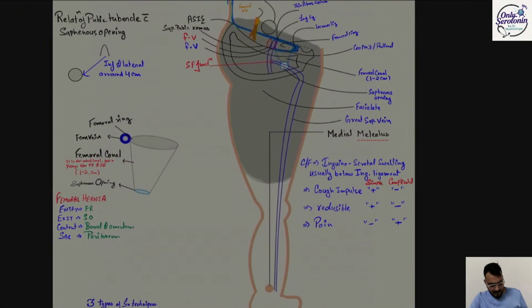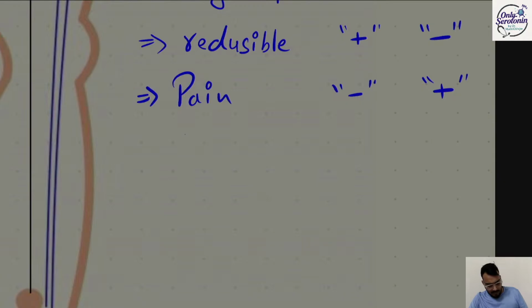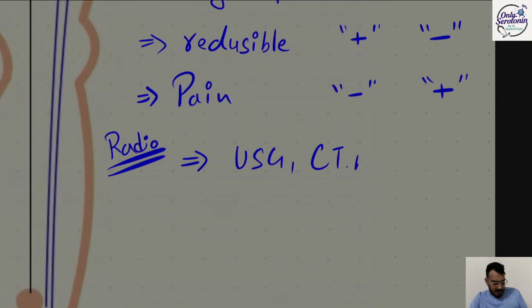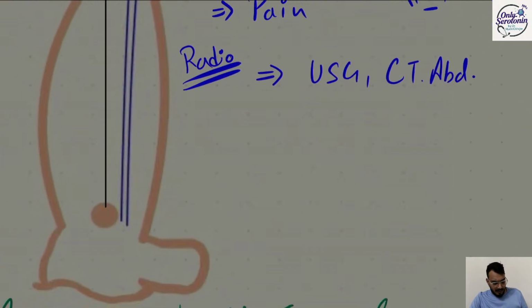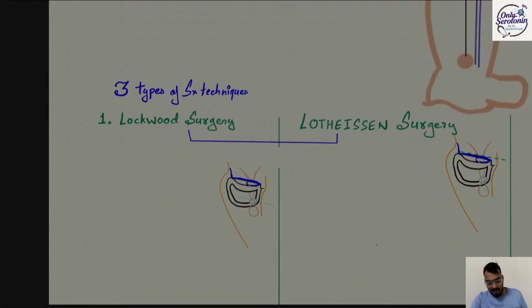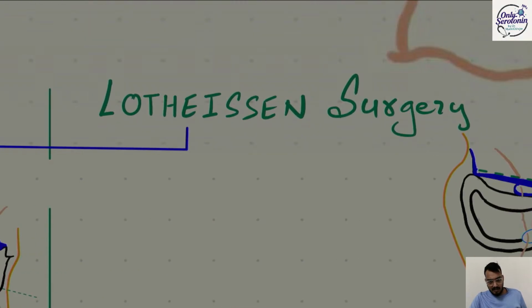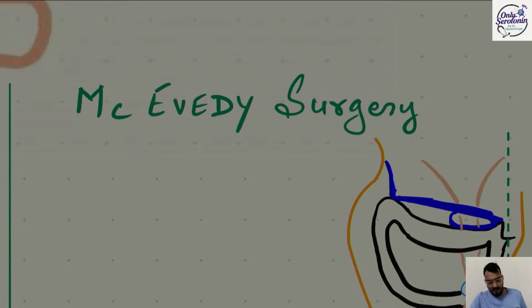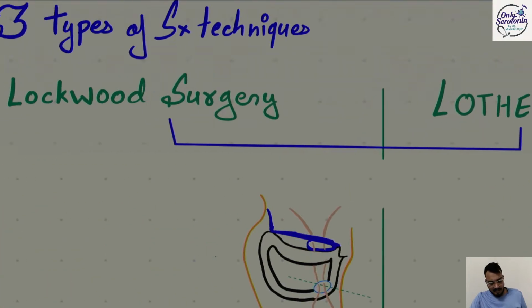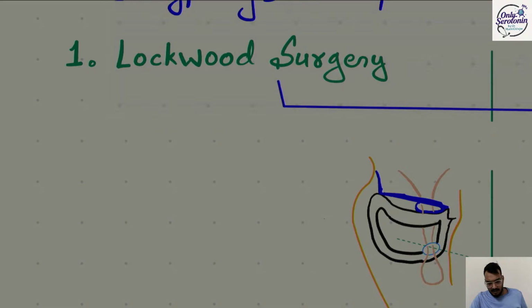Done, guys. Once it is diagnosed, lastly you can do radiological analysis. In radiological analysis, you are going to do either USG or CT abdomen, right? In this, you will understand whether this hernia is simple or complicated, according to which you are going to do three different surgeries. What are the names, guys? The first surgery is Lockwood surgery. The second is Lothinson's surgery. And the third is McAvday surgery. Let's discuss all these surgeries one by one and finish it today.